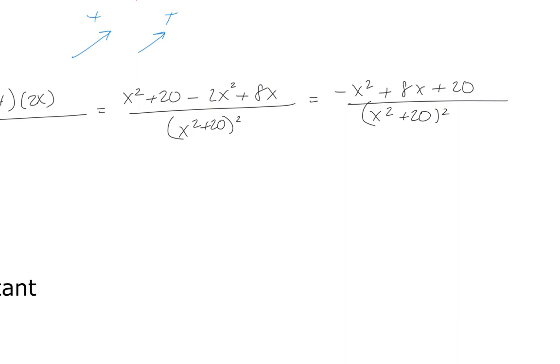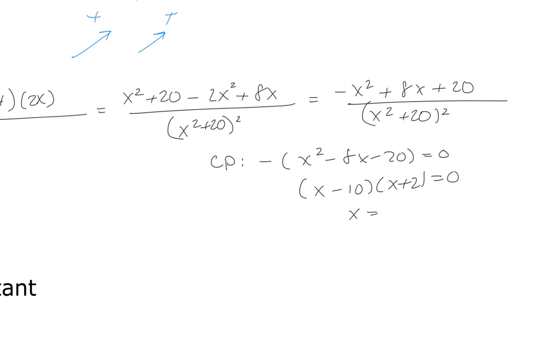Well, that's a whole lot of fun. My critical points first, so it only comes from the numerator. So for my critical points, I'm going to factor out a negative, giving me x squared minus 8x minus 20 is equal to 0. This factors into x minus 10, x plus 2 is equal to 0. So my critical points happen at 10 and negative 2.